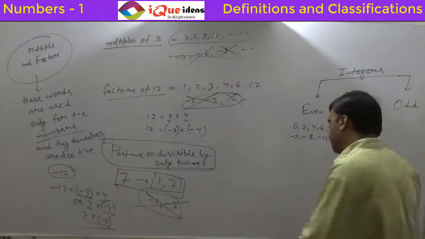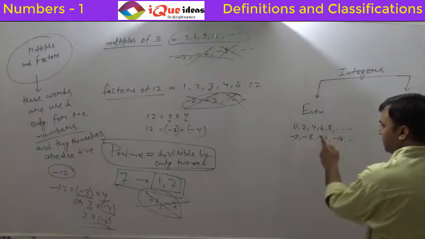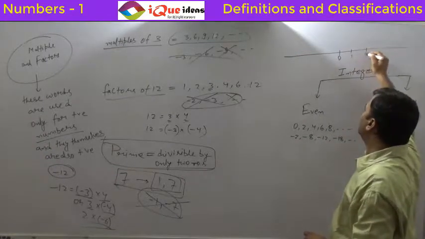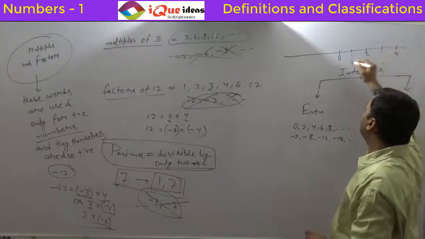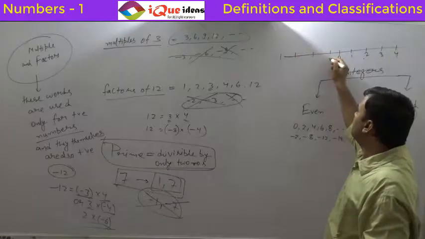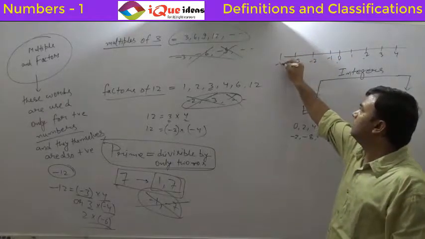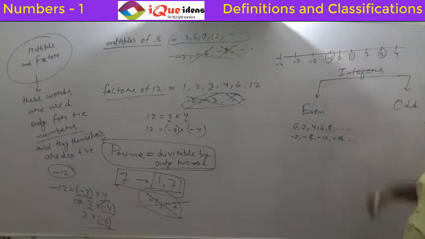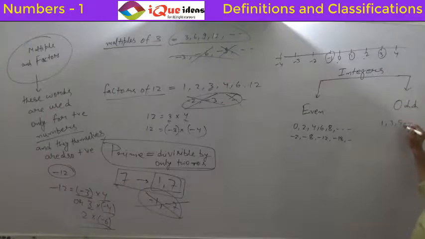Similarly, now see integers, if you look carefully, out of this, 0, 1, 2, 3, 4, so 0, 2, 4, these are all even numbers. Whichever numbers are left here, they will all belong to odd numbers. So I'll put them all here: 1, 3, 5, 7, 9, minus 1, minus 3, minus 5, minus 7. They are also odd numbers.